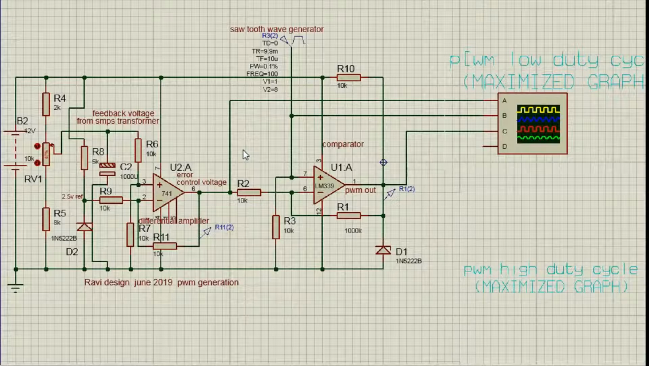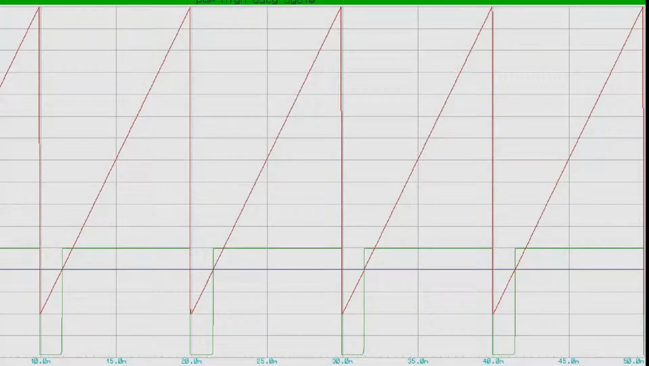And to generate it, what we do is we take a sawtooth waveform and compare it to a varying DC voltage, and that gives us a pulse width modulated signal. Let us just look at a graph so that we could understand what's happening.